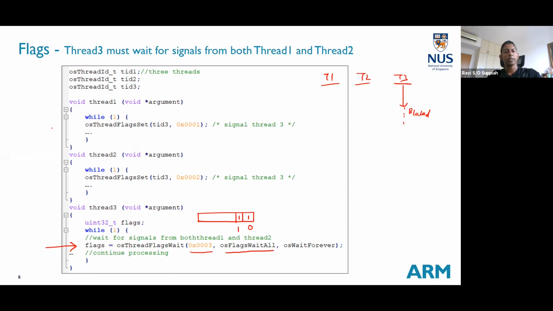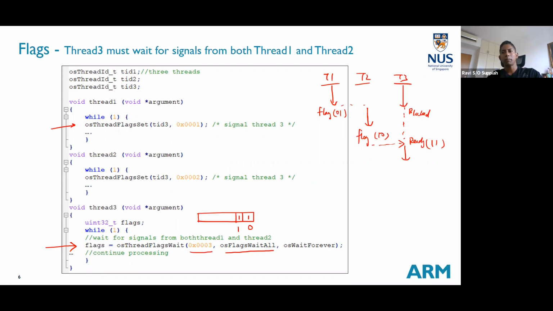At some point, when thread 1 runs, it will set the flag to 0 1. Then at some point, when thread 2 runs, it will set the flag to 1 0. So this is 1, this is 2. That means at the point when both have been set, in terms of the flags it is 1 1. The last 2 bits have both been set, so I can now unblock and go to a ready state. And I can then carry on from there when I finally get a chance to run.